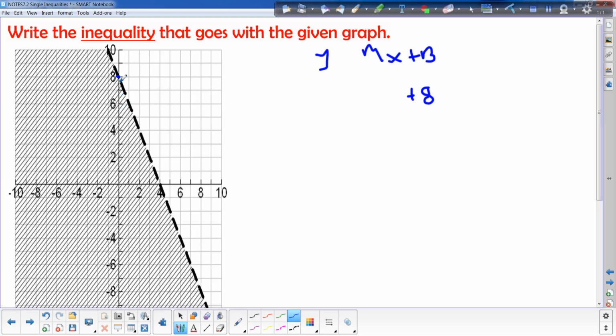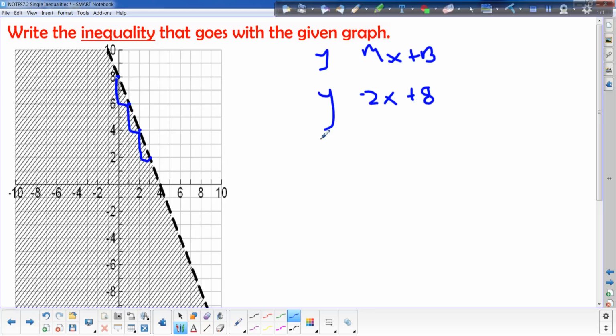Now I've got to find our slope. Let me find another good point. Here's another good point. Here's another good point. See what our slope is there. Down 2 over 1. Down 2 over 1. Down 2 over 1. So our slope must be negative 2, so y = -2x + 8.